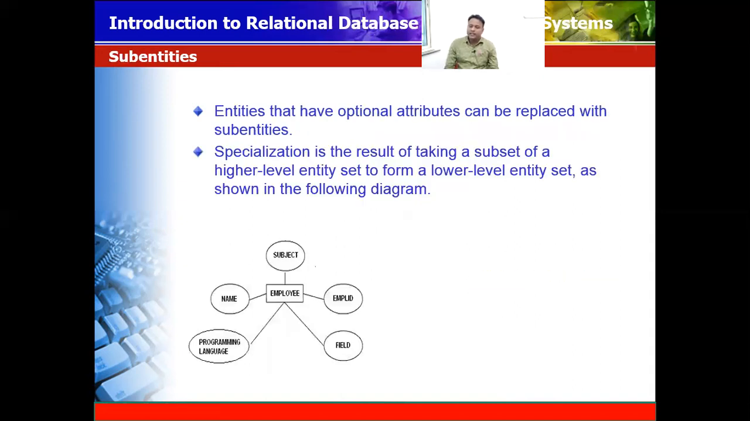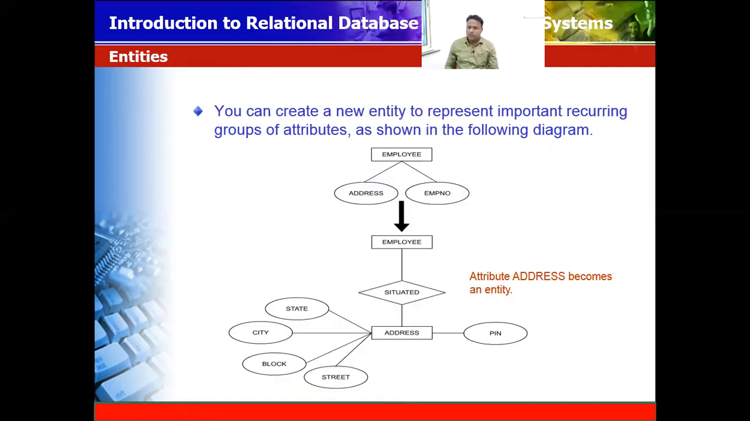Now, entities that have an optional attribute. From Windows, we have another branch, like one office is having another branch. So that is called the sub entity. Clear? Yes, sir.